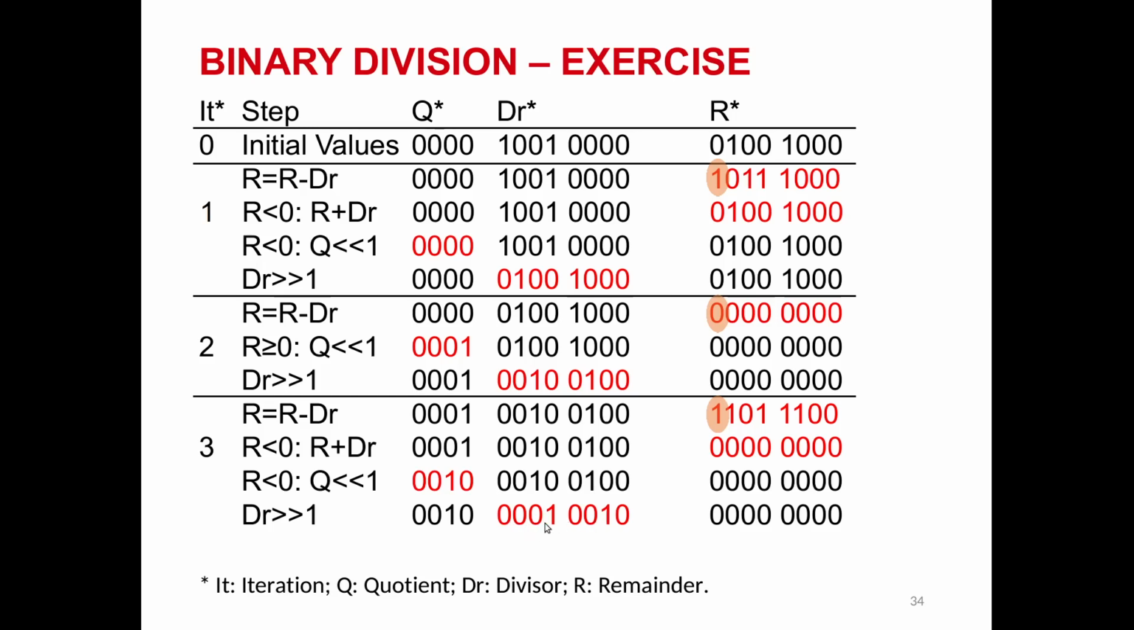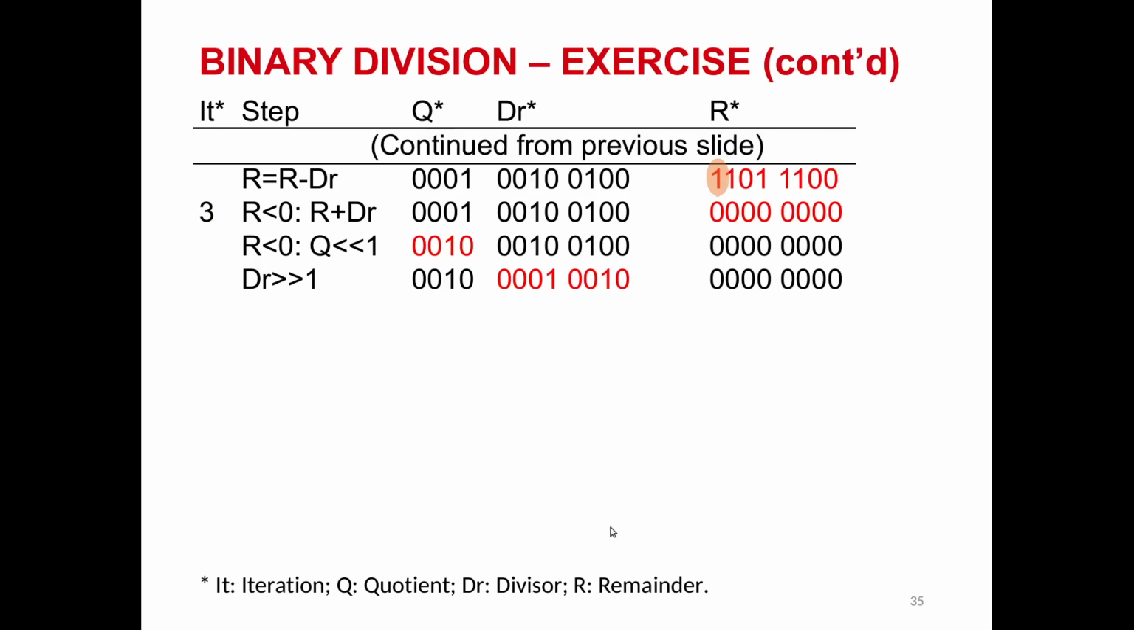So we shift it 1 more bit to the right, and the new value of DR will be written here, and you can see it in the red color here. And then here is the end of the third step.